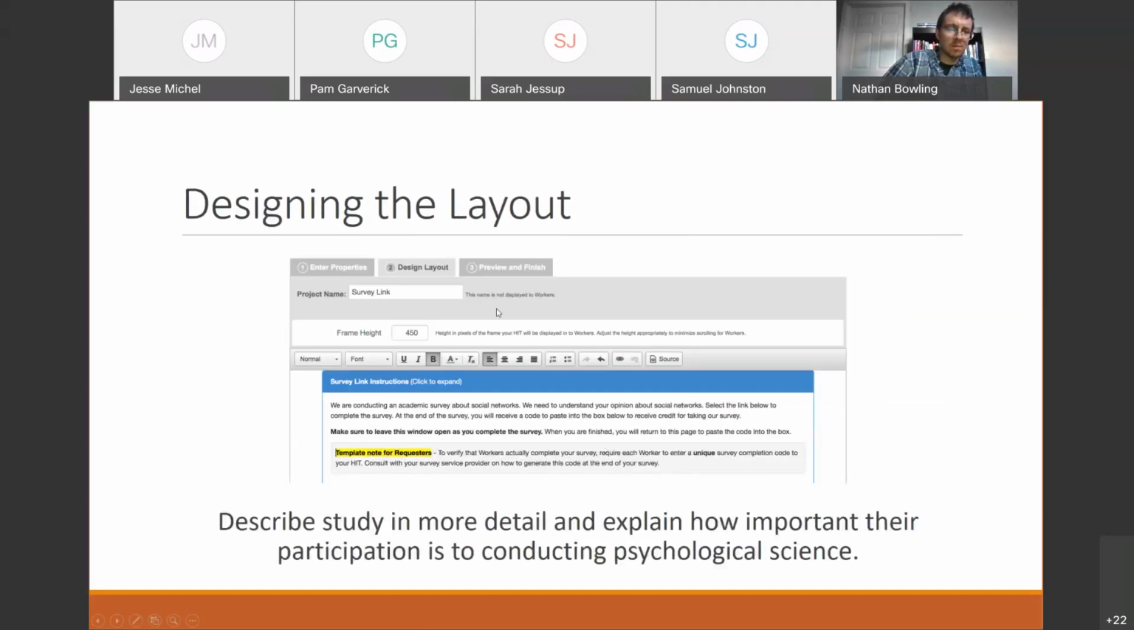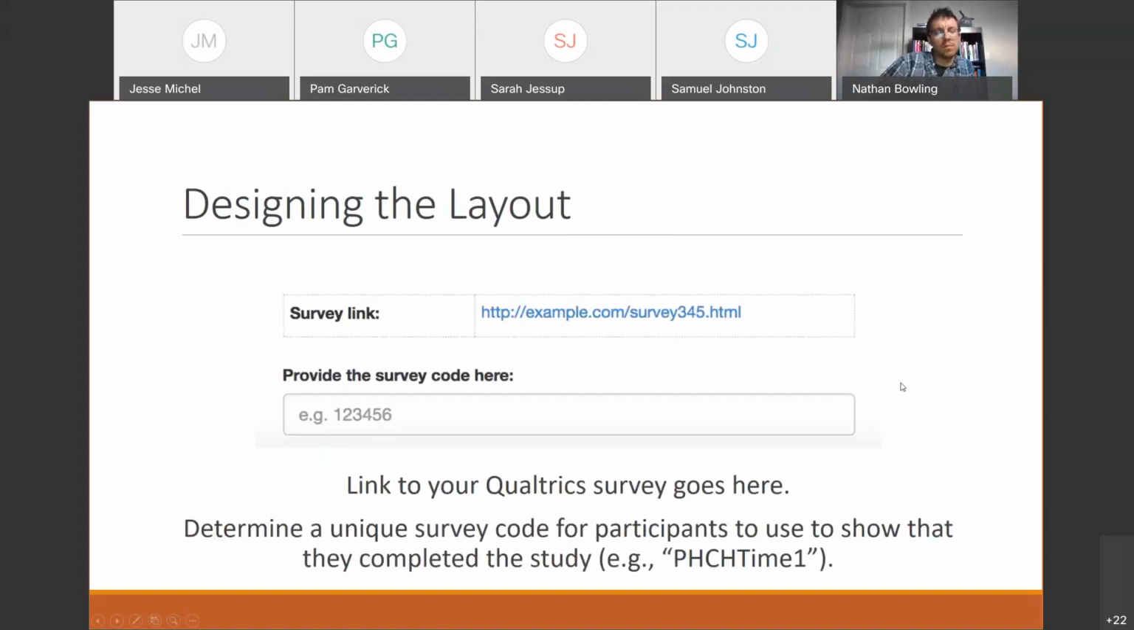And then here's a design. This is a snapshot from MTurk. You enter your study properties and then your study layout. This is pretty straightforward. It's just the advertisement. After that, you put in your survey link from Qualtrics and you provide a code. So they open up the HIT in MTurk.